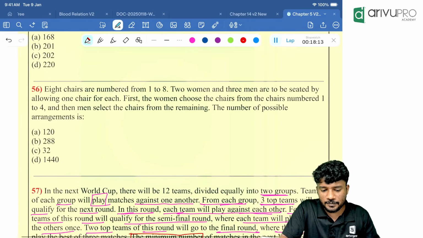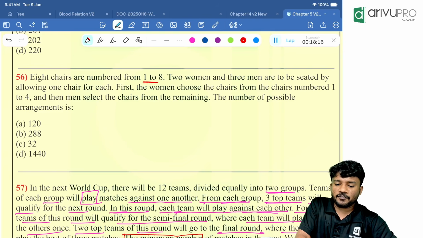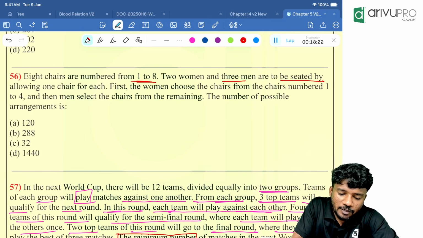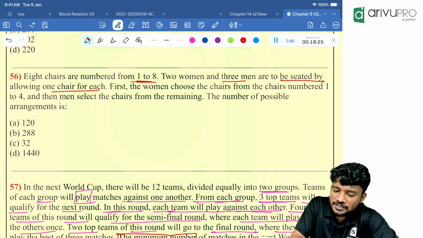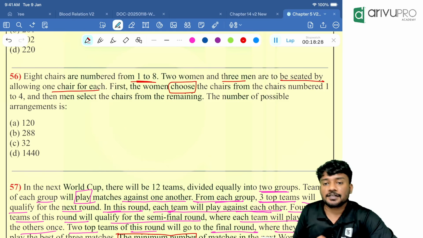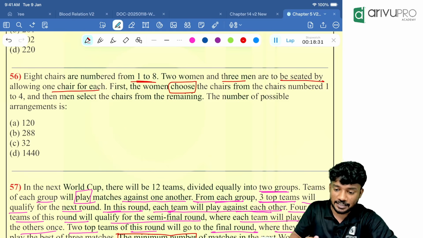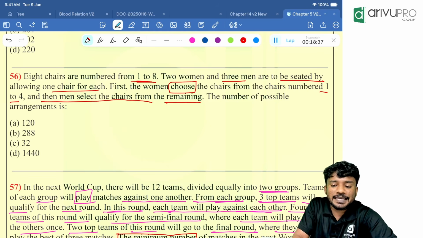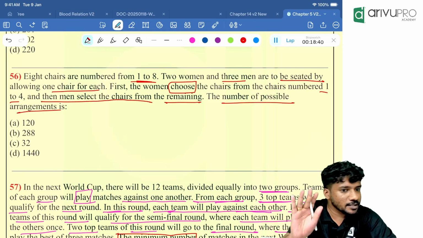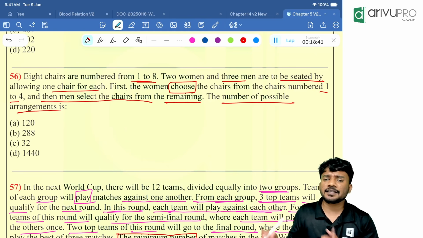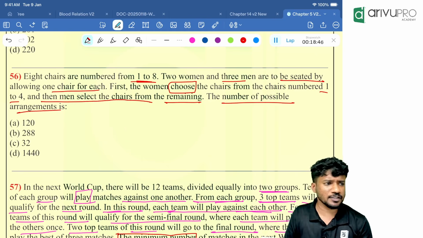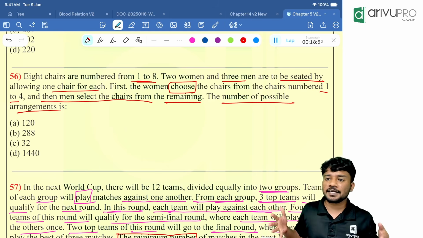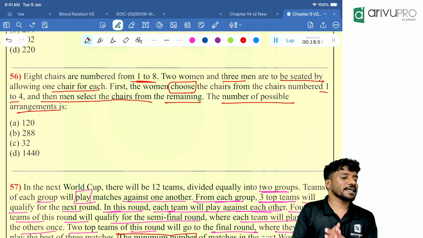Look here. 8 chairs are numbered from 1 to 8. 2 women and 3 men are seated by allowing 1 chair for each. First, the women choose the chair, numbered from 1 to 4. Choosing the chair means she is selecting the chair. Then the men select the chairs from the remaining. The number of possible arrangements is the question. People, why are they choosing the chair? To sit. First of all, this is a question which combines both permutation and combination together.